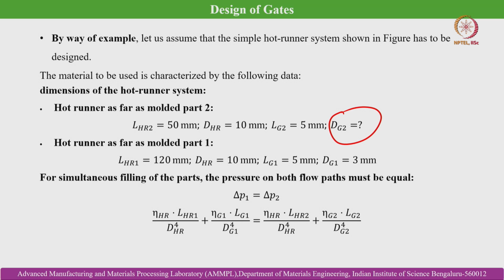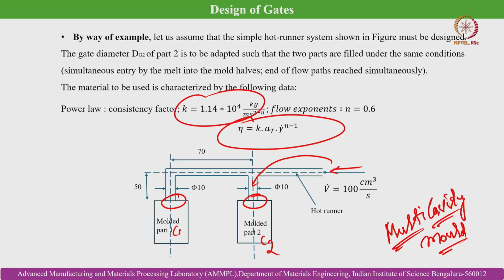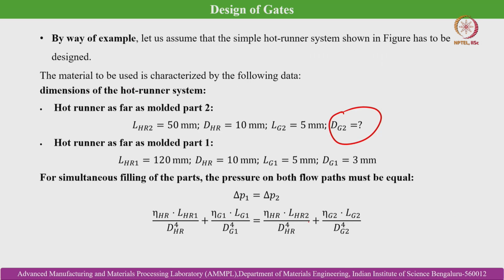DG1 we know, that means the diameter of the in-gate in case of component 1 is DG1, that is 3 mm. So this is DG1 and this is DG2. Hence, we have to evaluate DG2. So for simultaneous filling of the parts, the pressure on both flow paths must be equal.